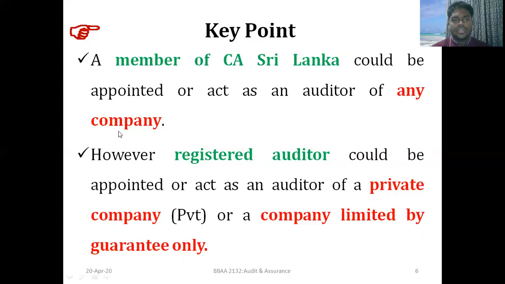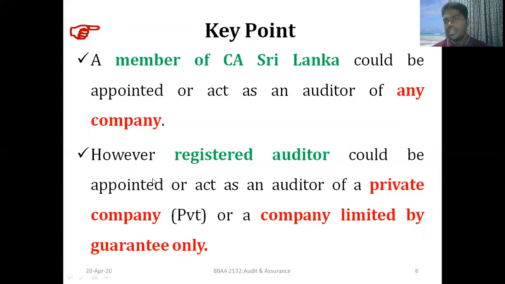But the second point denotes that a registered auditor could be appointed to act as an auditor of a private company or a company limited by guarantee only. This is an important one, keep it in your mind. The first point says the CA member can function as auditor for all types of companies, including public companies.